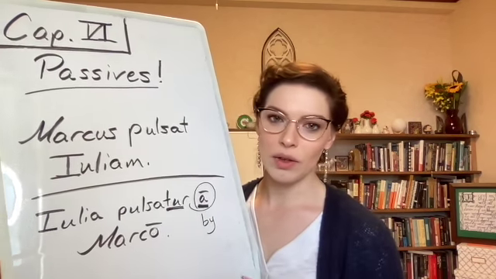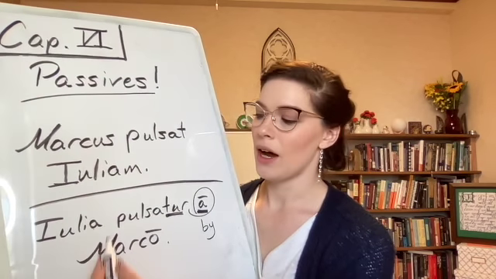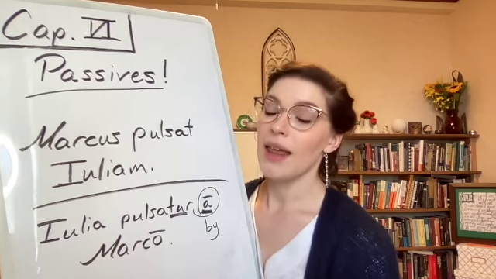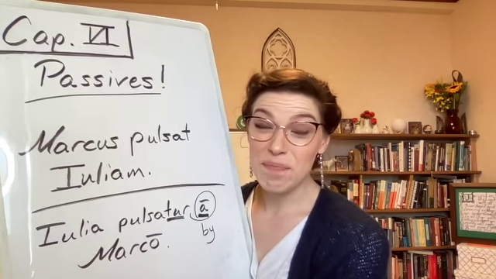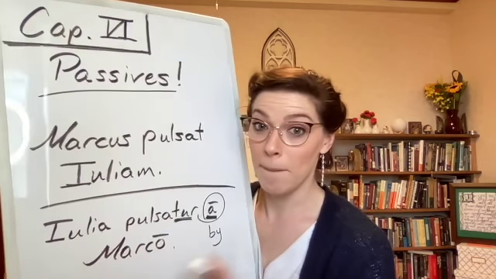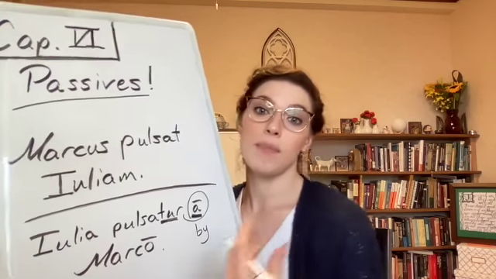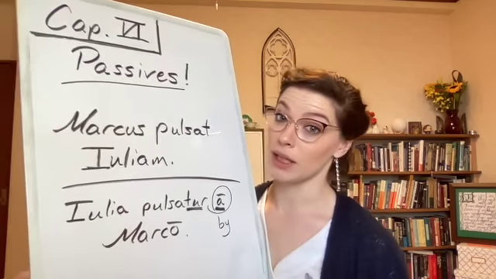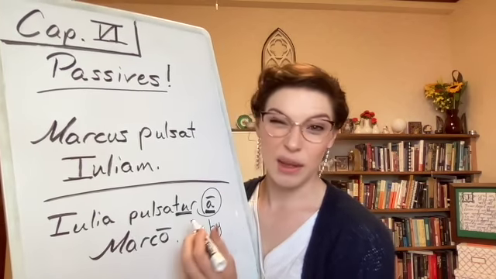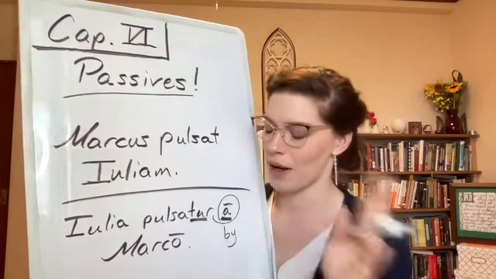Then the other thing you'll notice is the ending on Julia and the ending on Marco. Now, Julia doesn't have the direct object ending, right? That's because she's not being hit instantly, right? In this one, Marcus pulsat Juliam. He punches her, right? In this one, we're saying Julia is being punched by Marcus. So instead, this is like the preposition ending. It's technically called the ablative, but I'm not going to get into that.